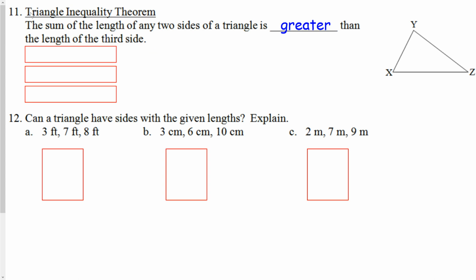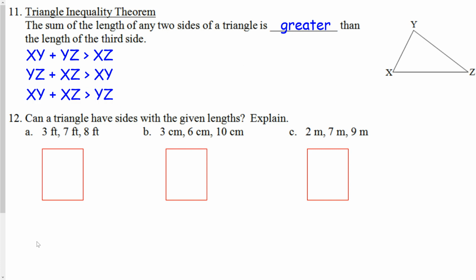Our final theorem for this section is the triangle inequality theorem, which says the sum of the lengths of any two sides of a triangle is greater than the length of the third side. So for example, if I take the length of side XY and the length of side YZ, that has to be greater than the length of XZ. Now, since there are three different combinations here, you would end up having three inequalities that you would be able to write for this theorem.